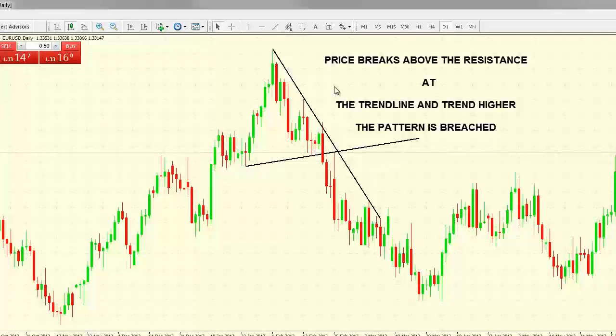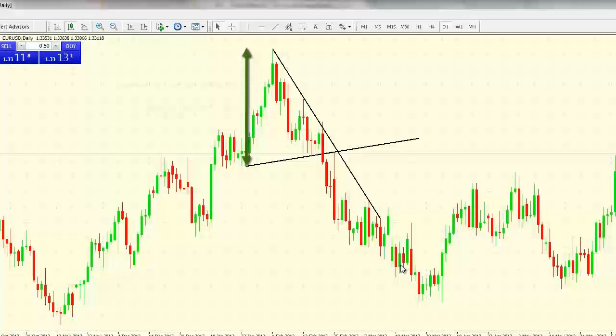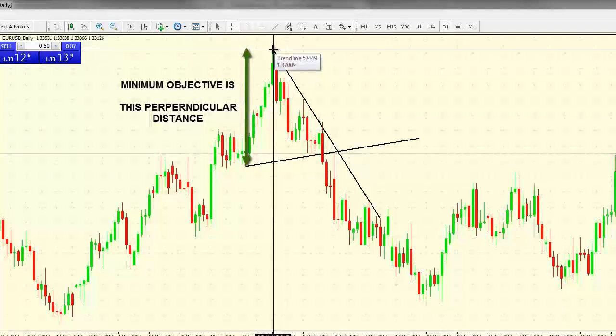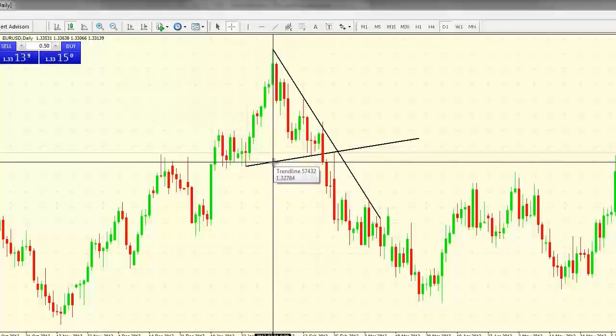no longer hold good. Once the price breaches below the neckline considerably, then it is expected to slide down to the levels up to the minimum objective of this pattern. The minimum objective is the perpendicular distance between the peak of the head and the neckline. So the perpendicular distance between this point up to this point, as calculated in pips, would be the minimum distance that the price would slide down after breaching the neckline.